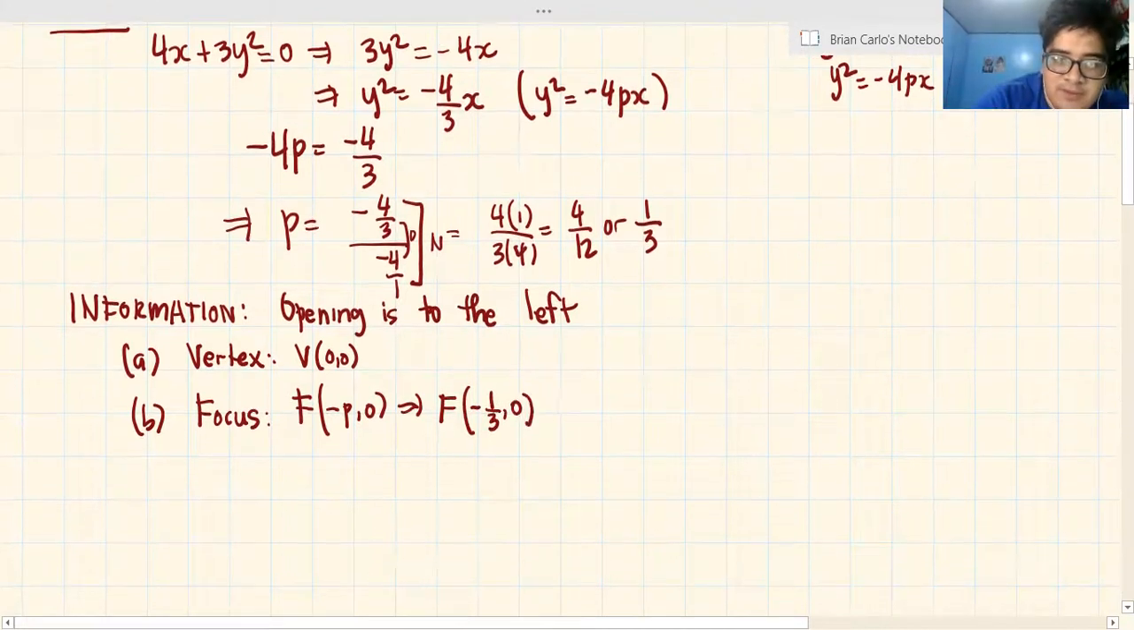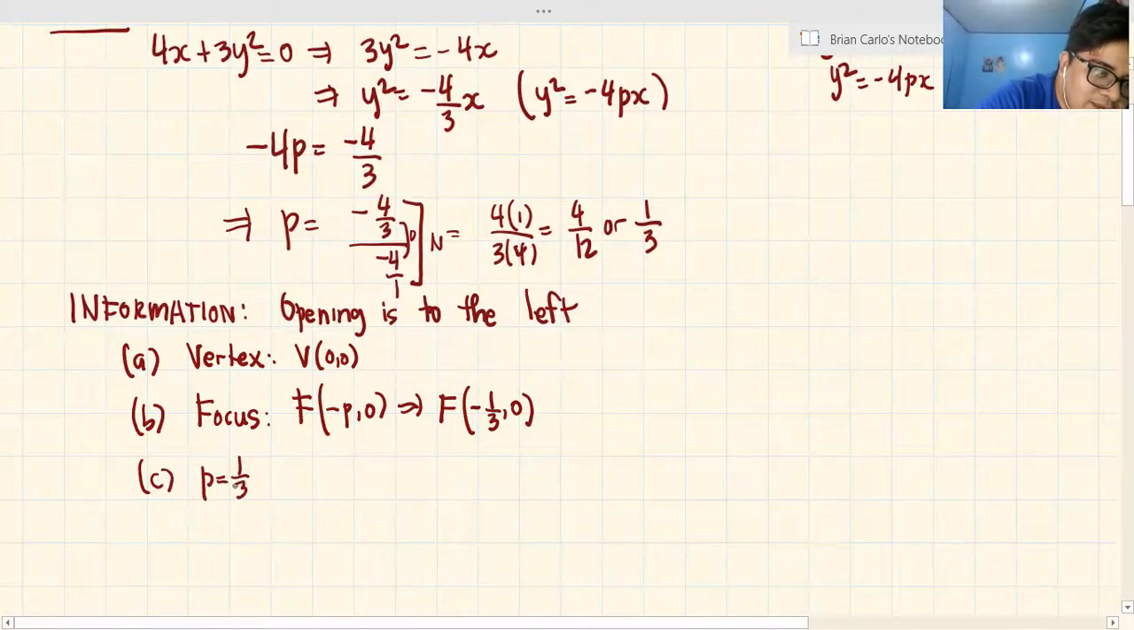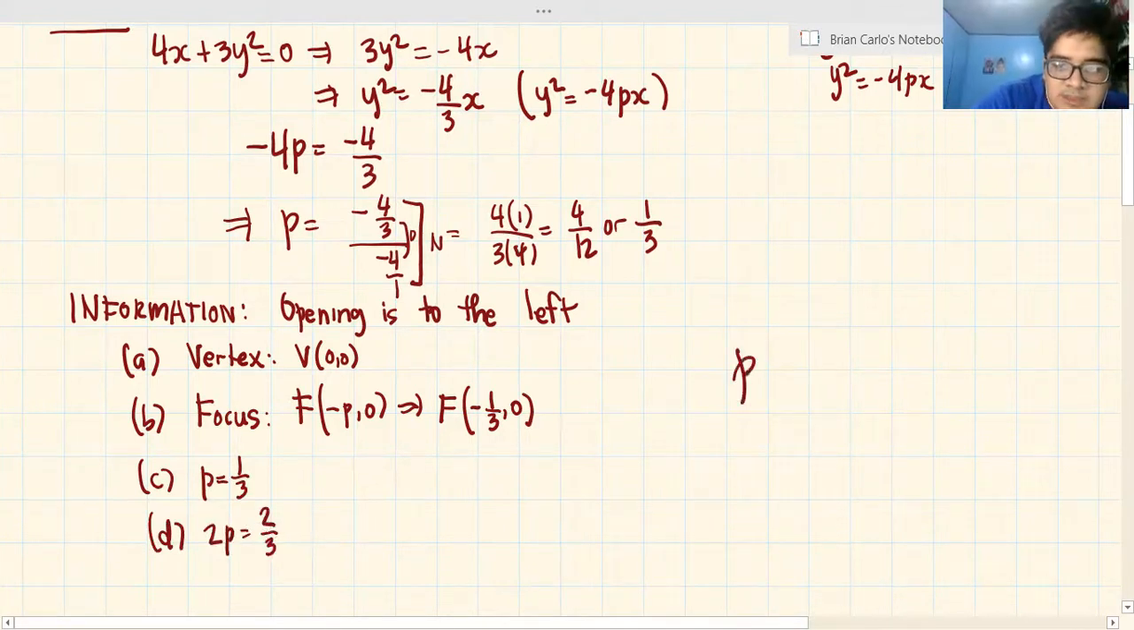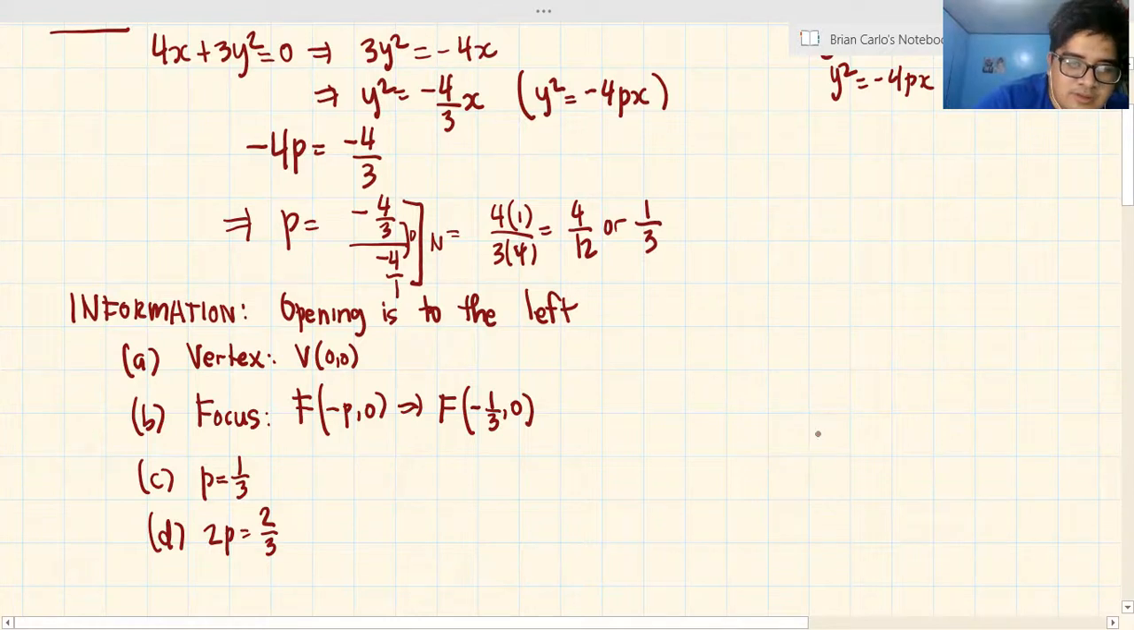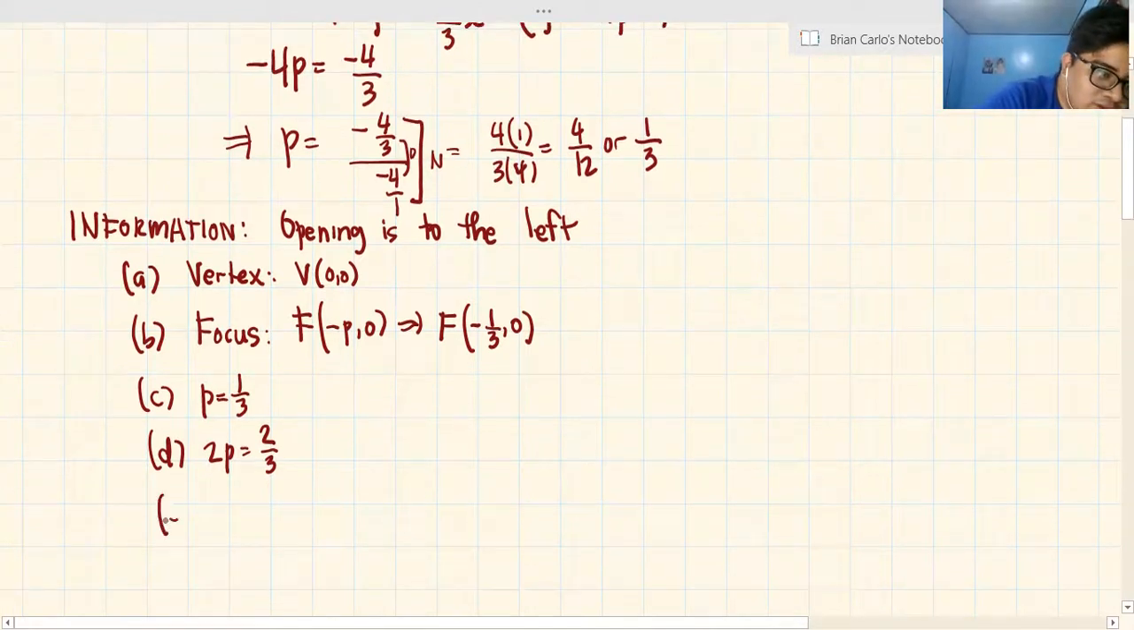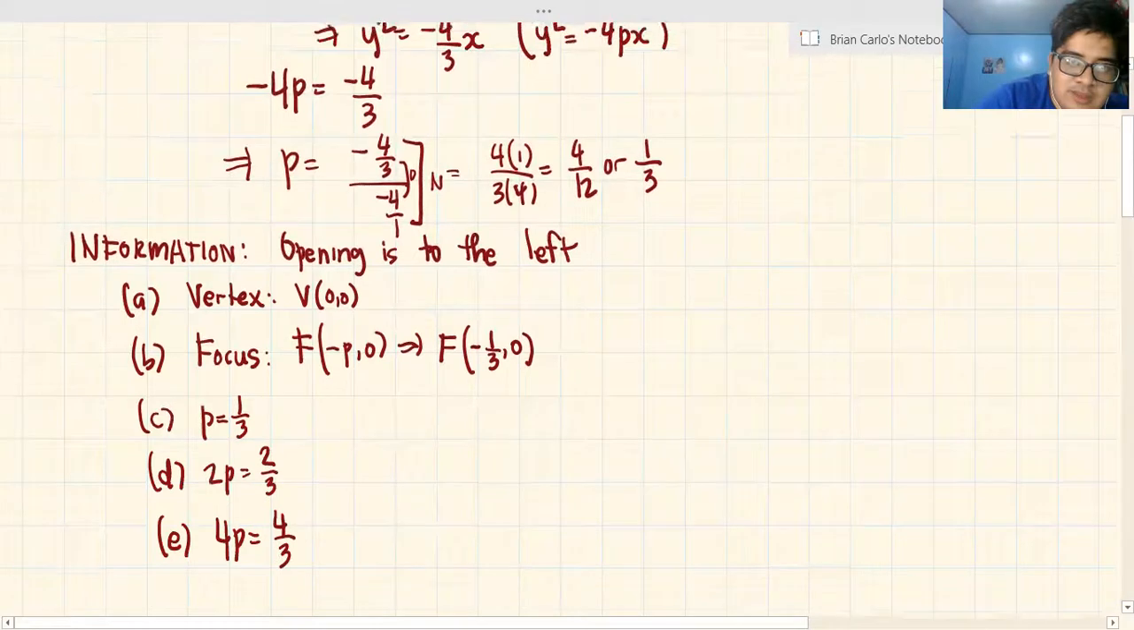So, this implies that F is (negative 1/3, 0). Tama ba? Ngayon, C: ang p mo ay 1/3. Malinaw na malinaw yun. Sunod ang D: 2p is equal to 2/3. Paano? p is equal to 1/3, multiply both sides of the equation by 2, magiging 2p is equal to 2/3. Tama yun, di ba? Susunod, E: 4p is equal to 4/3. Malinaw to kung paano nangyari.